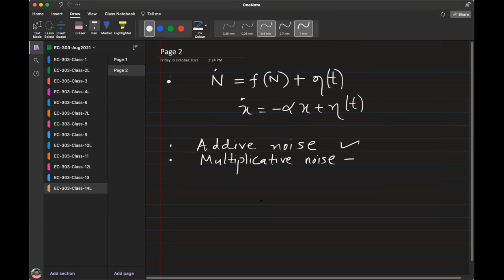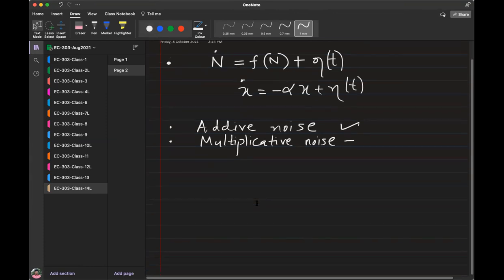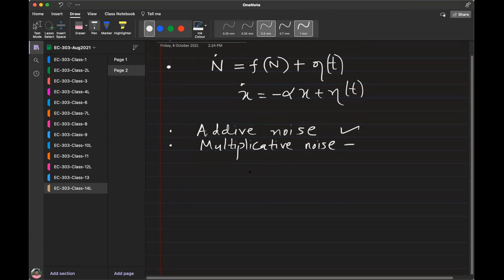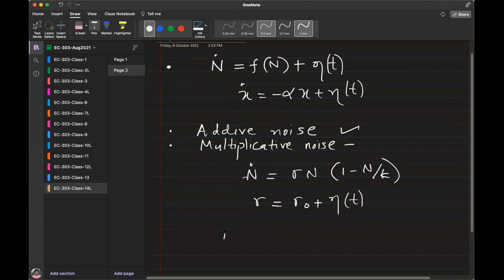We really haven't done much with this. Okay. And how does multiplicative noise arise? Let's take the example of the simple logistic model. If we assume that r is a stochastic variable, then the stochastic differential equation arising will be like this.